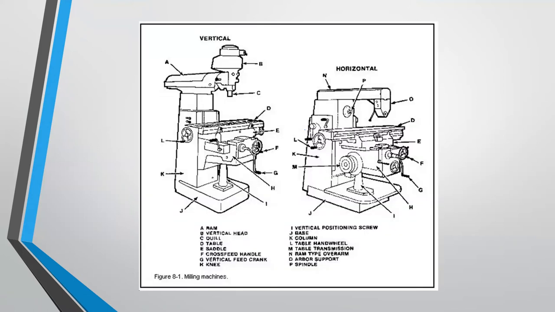K is what? K is a column. And M is the what? The table transmission. That's M over here. Table transmission. You can pause the video, have time for all the parts, make them familiar to you so that you will not fumble whenever you meet any of them, either the vertical or the horizontal.